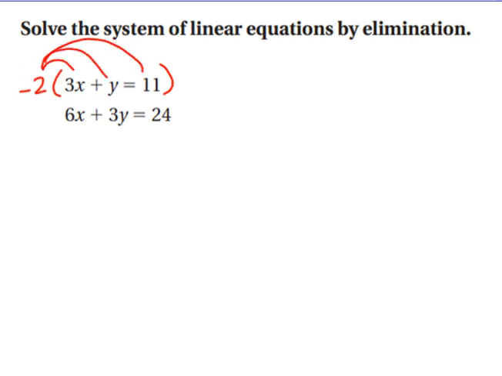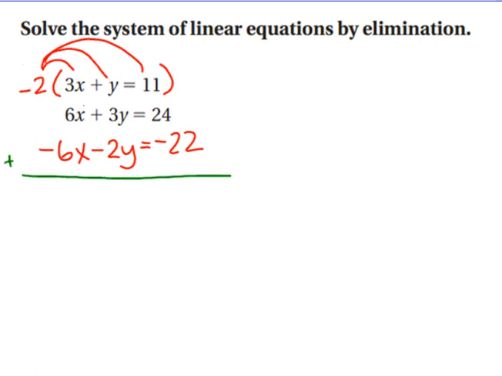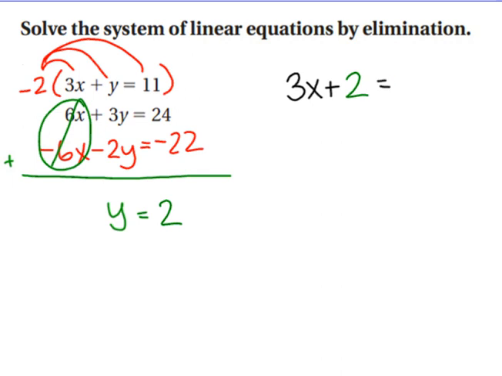So when I distribute that through, it's going to be rewritten as -6x minus 2y equals -22. Okay, I made sure that like terms are lined up with each other. So when I add these, -6x plus 6x is a 0 pair. 3y plus -2y is +1y. And 24 plus -22 is +2. So when y is 2, we can plug it in and figure out what x is.